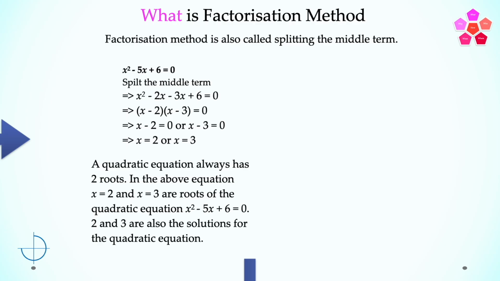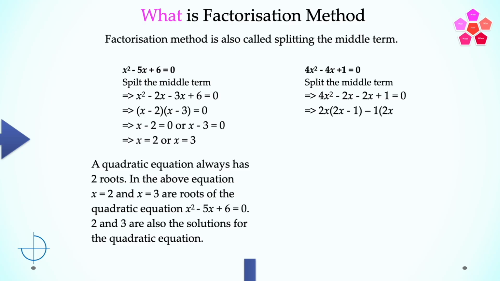Let's take an example. 4x squared minus 4x plus 1 is equal to 0. We split the middle term again. We have 4x squared minus 2x minus 2x plus 1 is equal to 0. Once we simplify it further, we have 2x minus 1 whole square is equal to 0, which gives us x is equal to 1 by 2.